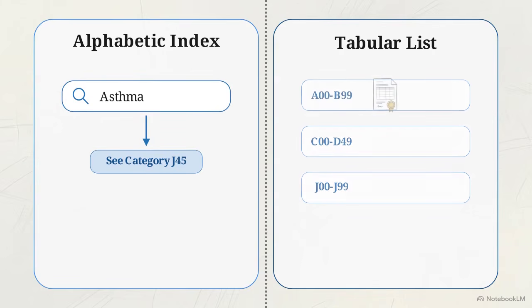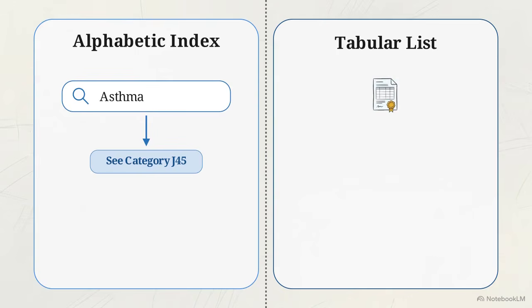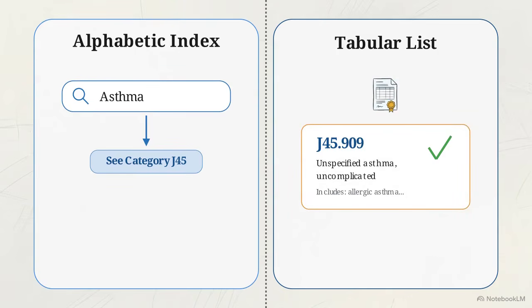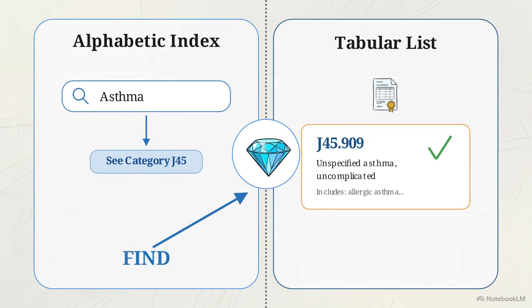Think of the Alphabetic index as a web search engine. It processes your keywords and points you in a general direction. The tabular list is the verified source article. It holds the actual clinical facts, the precise definitions, and the specific rules that make a code valid. This relationship leads us to a core memory concept we use, called the MJ-GEM.